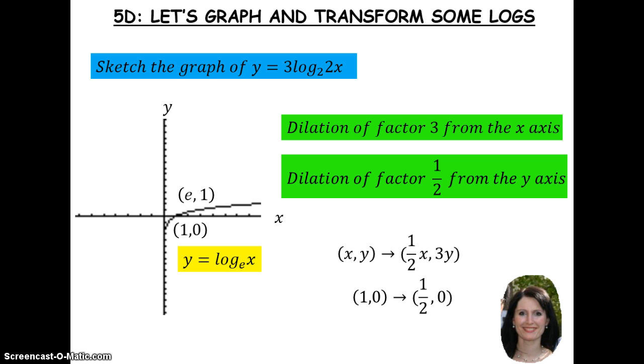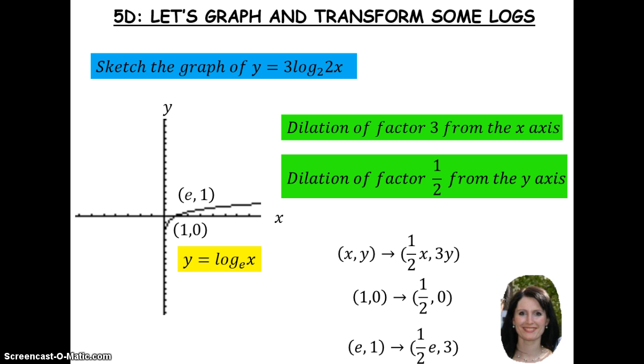So with those points there, (1, 0) becomes (half, 0). Because if x is 1 and it has to become half x, 1 becomes half. 0 stays the same because even though we multiply 0 by 3, that's still 0.